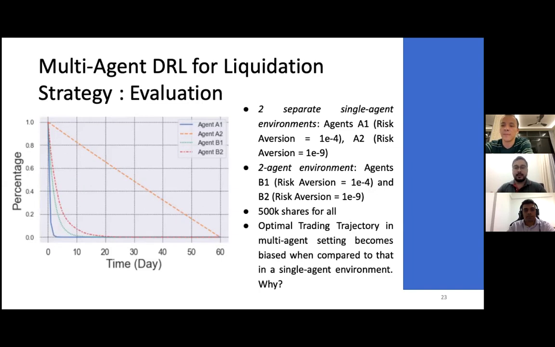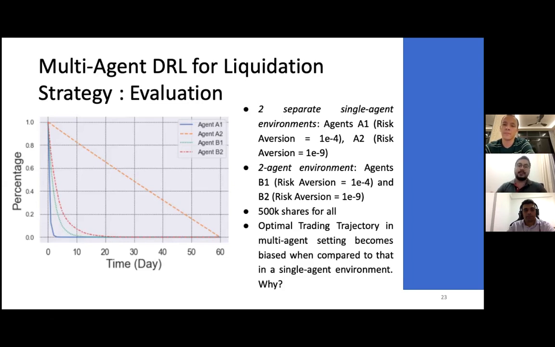And we compare this setup with a two agent environment where the agents have the exact same risk aversions, just that now they are operating together in an environment, and all of them have 500K shares to sell. So we plot the optimal trading trajectory in all the 4 setups, and this is what we observe. We see that in the multi-agent setup, like B1 and B2, which is shown by the red and the green plots, there is a certain bias introduced as compared to the single trading trajectory setups.